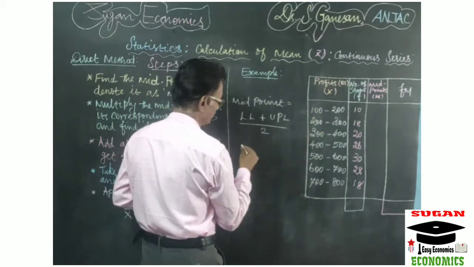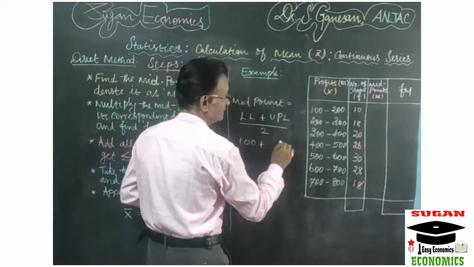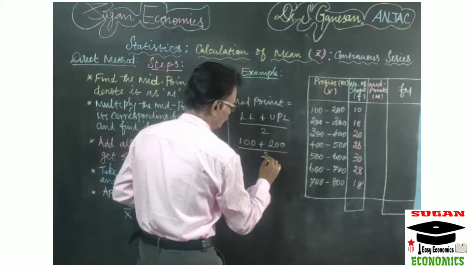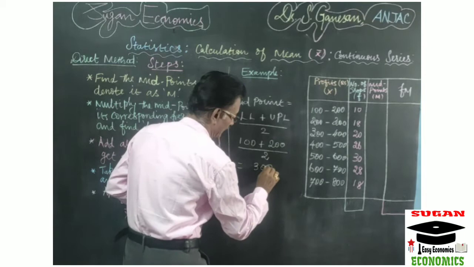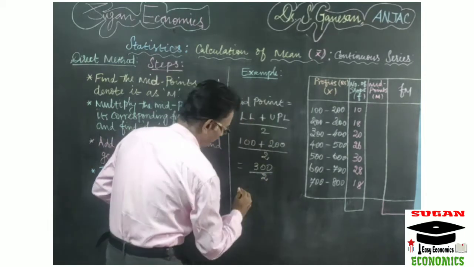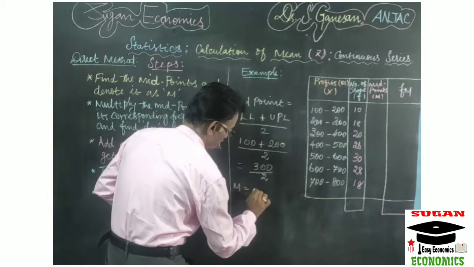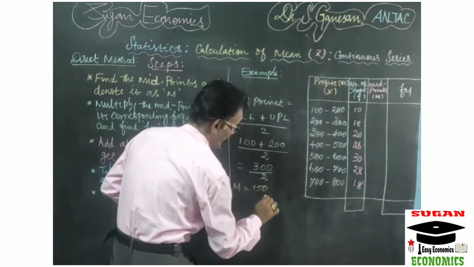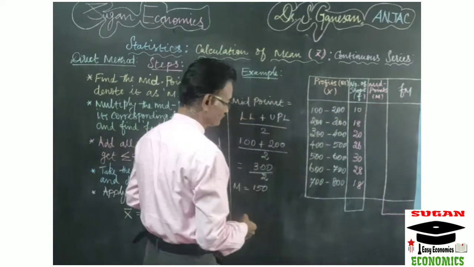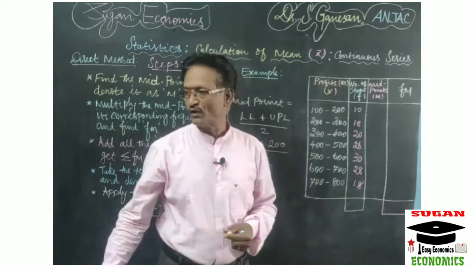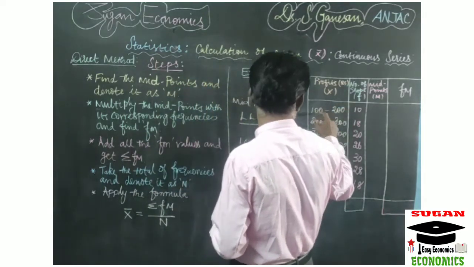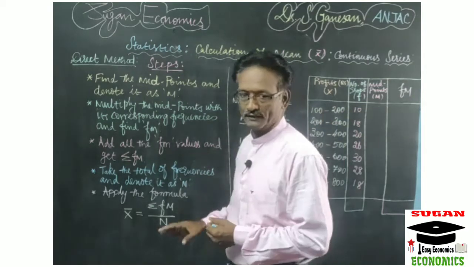First, take the first lower limit, 100, and the upper limit, 200. It should be divided by 2. So that is 300 divided by 2. So the first midpoint m is equal to 150, right? Under midpoint here we have to write 150. In this manner we have to find the midpoints for all the values: 100 to 200, 200 to 300 and so on, right?